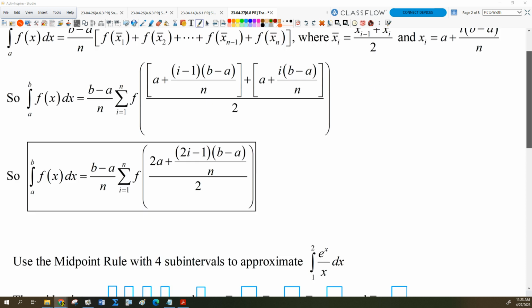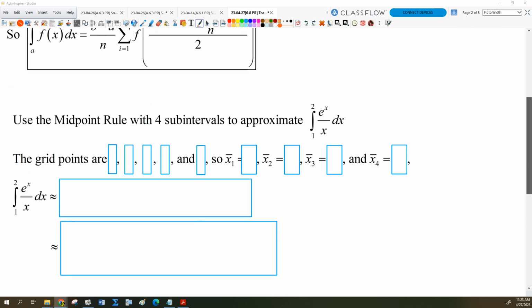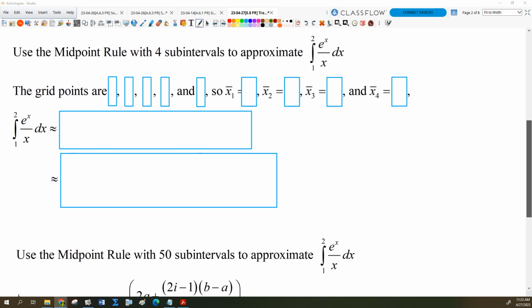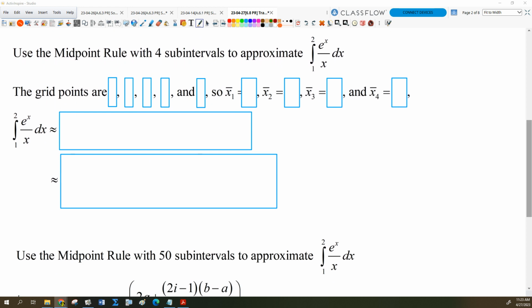Okay, so if we're doing a problem like something like this, where I'm only using 4 subintervals, and I want to use the midpoint rule, that's easy, right? There's only 4 subintervals. I just have to figure out what are the x values of the midpoints of each of those slices, okay? So if I'm trying to approximate the area under this function from 1 to 2, and I'm using 4 subintervals, what is delta x, the width of each subinterval, going to be?